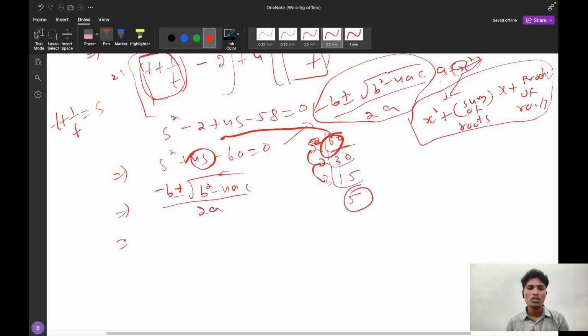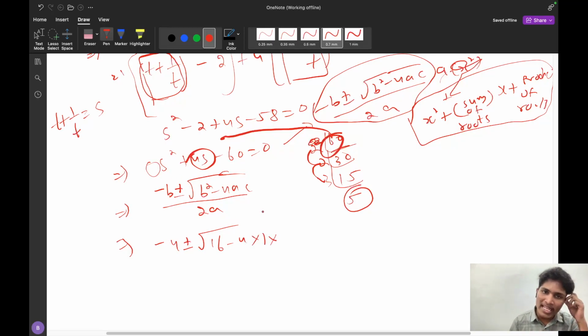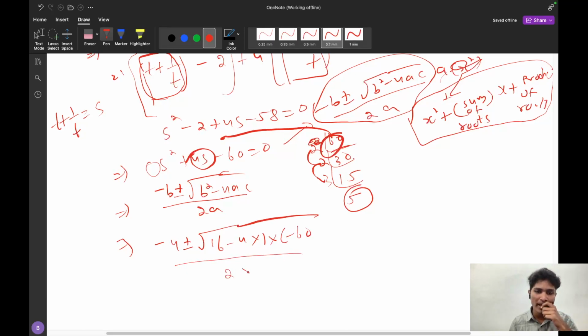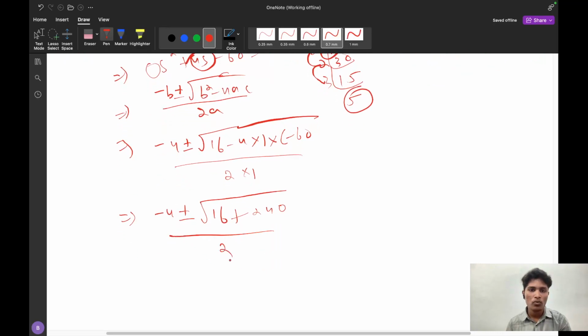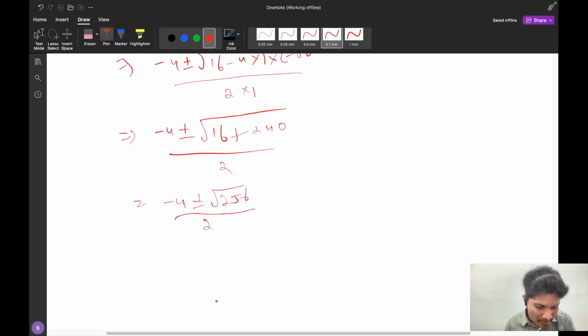So minus b is minus 4 plus or minus root of b square, which is 4 square, 16, minus 4 into a, where a is the coefficient of s square, it is 1, into c, which is minus 60, divided by 2a, 2 into a, it is 1. Now minus 4 plus or minus root of 16 plus 240, that is, 256, divided by 2.